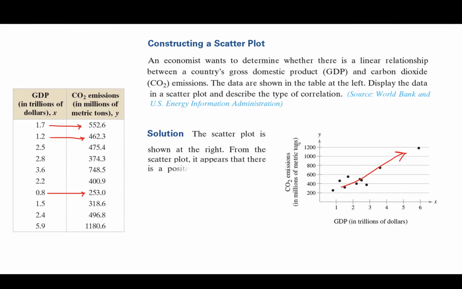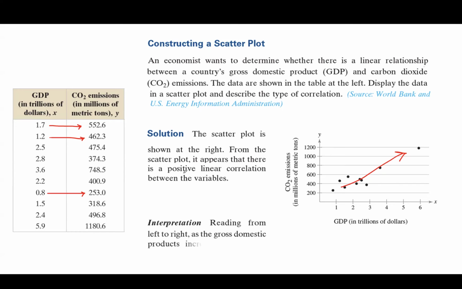So from the scatter plot, it appears that there is a positive linear correlation between these two variables. Our interpretation is that reading from left to right, as the gross domestic product increases, the carbon dioxide emission tends to increase as well. So here we see a linear correlation between the data. How strong that linear correlation is, well, that depends on the correlation coefficient.